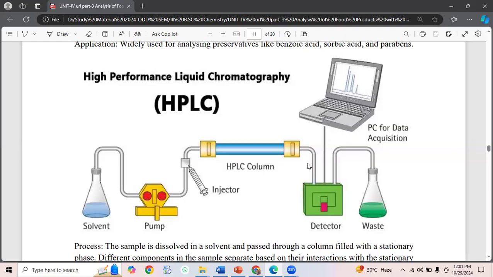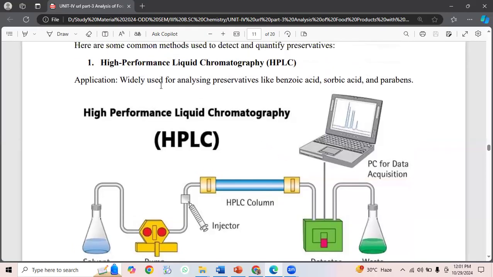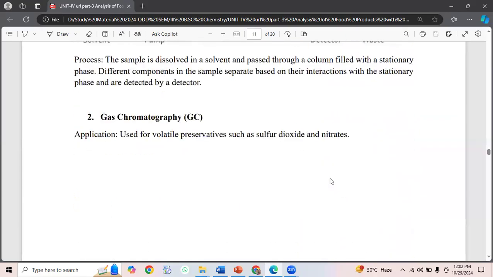After the process is over, the system is often rinsed with suitable solvents to prevent contamination and maintain the column's performance for future runs. This process is highly efficient for complex mixtures, and it is essential in fields like pharmaceuticals, environmental monitoring, and especially food safety. So what are the applications of HPLC? It is widely used for analyzing preservatives like benzoic acid, sorbic acid, and parabens. These are the main applications.